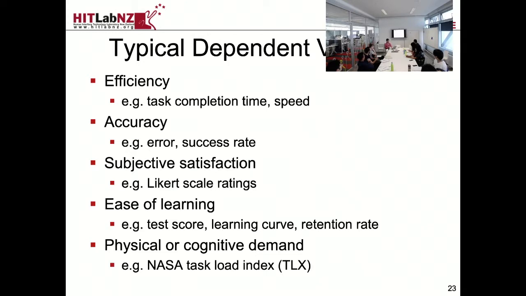And then these are typical dependent variables. So efficiency can be task completion time, speed, and accuracy, which means error rate and success rate. And subjective satisfaction, like using a Likert scale, like a presence questionnaire or other questionnaires as well. And then ease of learning, the test score, learning curve, retention rate, and the physical or cognitive demand, such as using the NASA task load index.